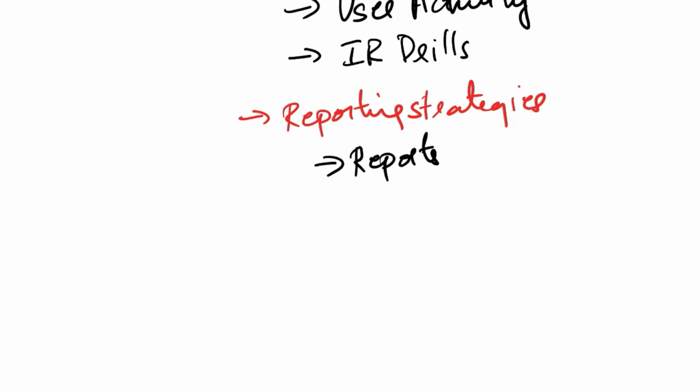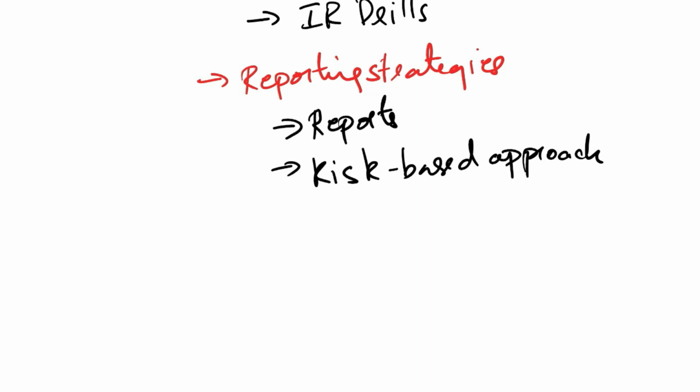Prepare detailed and comprehensive audit reports that outline the scope, methodology, findings, and recommendations. These reports should provide stakeholders with a clear understanding of the organization's security and compliance posture. Next, risk-based approach. Present findings using a risk-based approach, emphasizing the potential impact and likelihood of identified risks. This helps stakeholders prioritize and address the most critical issues first.